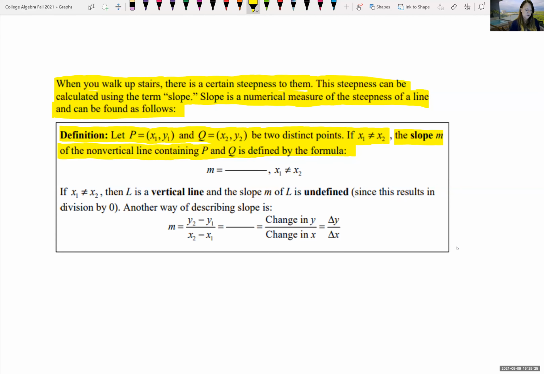So when we're looking at this, we're looking at the change in our y value. So we're looking at one y value, y sub 2, minus our other y value, y sub 1, all over the change in our x value. And so if I start with my point, in this case Q, on top, I have to start with Q in the denominator. So this would be x sub 2 minus x sub 1.